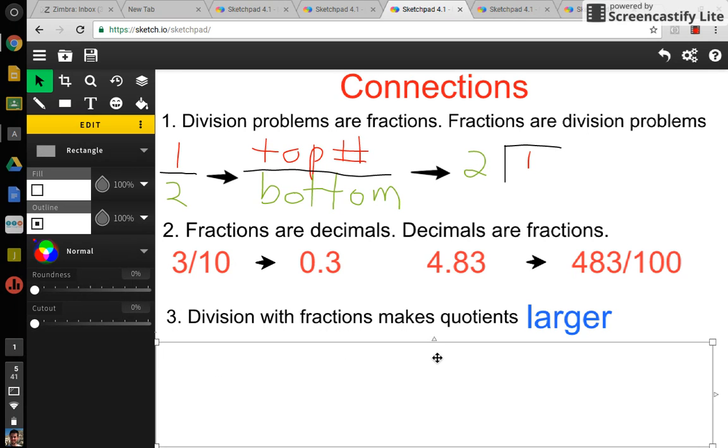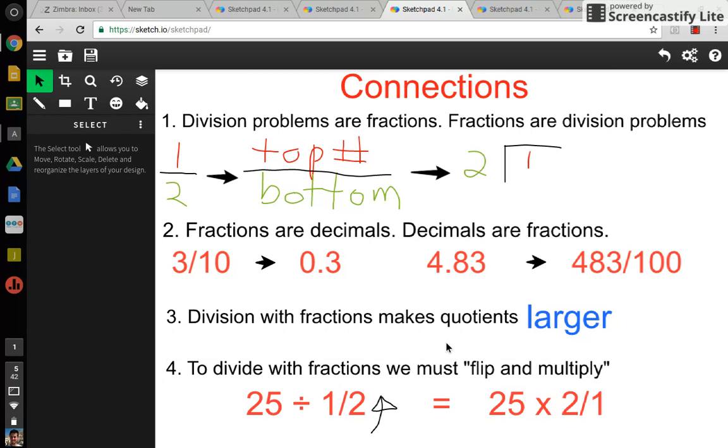And that leads on to our fourth connection, which is that to divide with fractions, we must flip and multiply. So basically, if I'm taking 25 wholes and dividing it by a half, we need to flip that around to make 25 times 2. So 25 times 2 is 50. You'll notice how 25, when we were dividing by a half, turned into 50. Our quotient got larger.